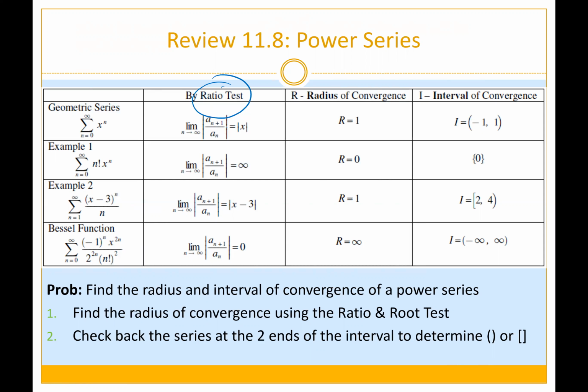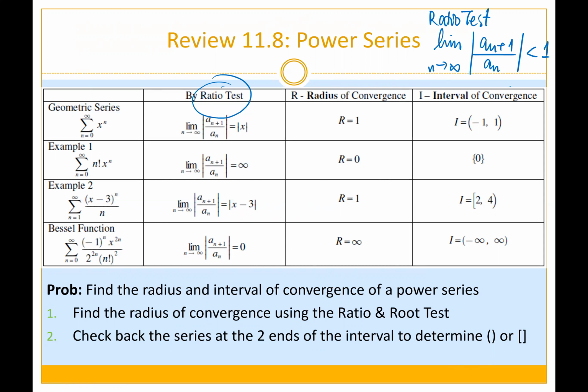So recall again, when finding this limit in the ratio test, if the limit is smaller than 1, then the series converges. That's how we can apply it here.